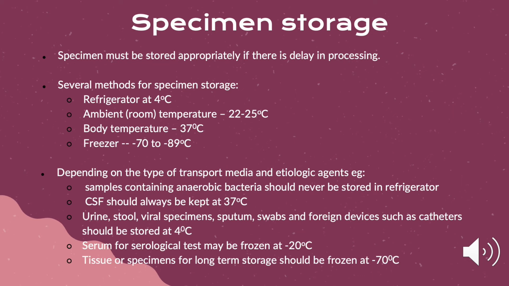For example, samples containing anaerobic bacteria should never be stored in the refrigerator. CSF should always be kept at 37 degrees Celsius and processed immediately. Urine, stool, viral specimens, sputum, swabs and foreign devices such as catheters should be stored at 4 degrees Celsius. Serum for serological tests may be frozen at -20 degrees Celsius. Tissue or specimens for long-term storage should be frozen at -70 degrees Celsius.